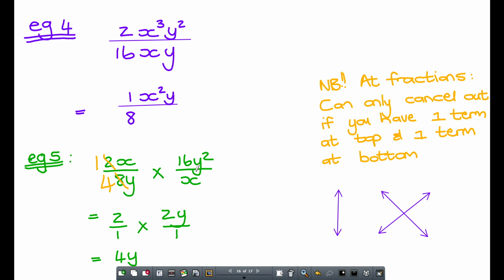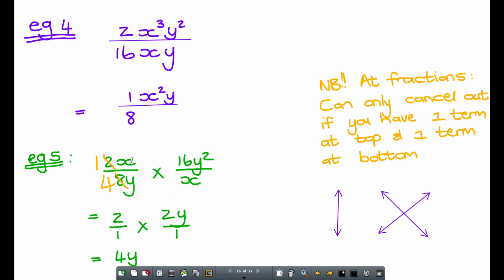Okay, let's look at the second one. Can I cancel out anything at the second one? No, so then we try across. Now remember, I take this top one with that bottom one. Okay, that's what I mean with across.